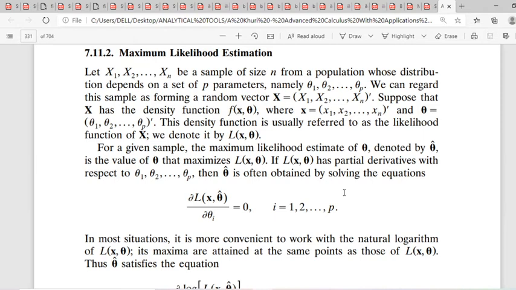So what are the steps involved in computation of maximum likelihood estimators? You select a random sample x1, x2, ..., xn from the population under consideration. The population may have some distribution like normal N(mu, sigma square). In that case we have two parameters, mean mu and variance sigma square. Similarly, in general we can consider there are p number of parameters, theta 1, theta 2, etc., theta p.